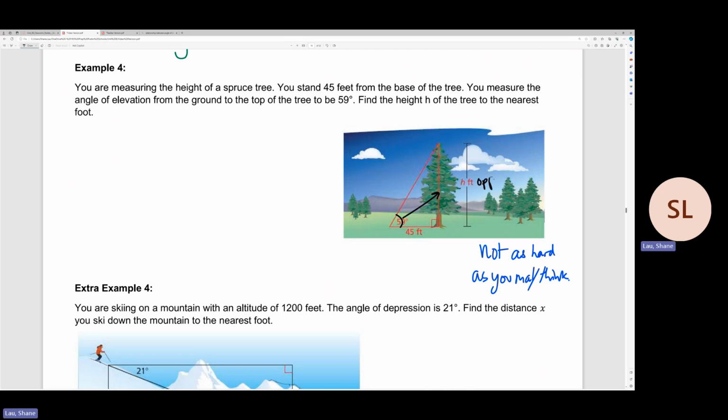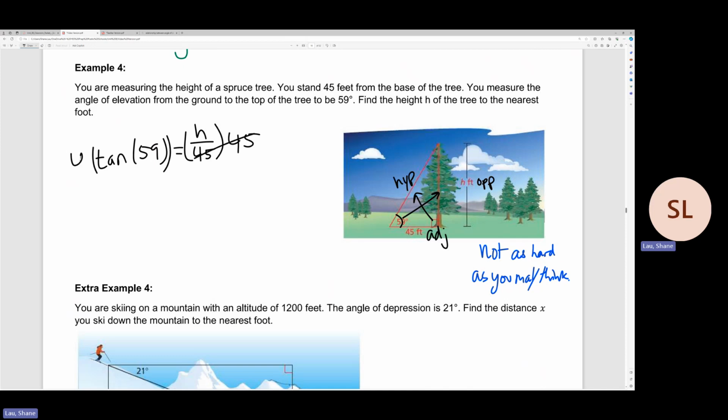H is our opposite because H is our height. Start at my 90-degree angle, work to the other side. This is my hypotenuse. That must mean that my adjacent is 45 feet. Well, I have opposite is what I'm looking for, and I have adjacent. The only ratio that makes sense for this problem is going to be tangent. So tangent of 59 degrees is equal to the opposite over the adjacent, which is opposite is H, and our adjacent is 45. So much like the previous problem, we're just going to multiply by 45 on both sides.